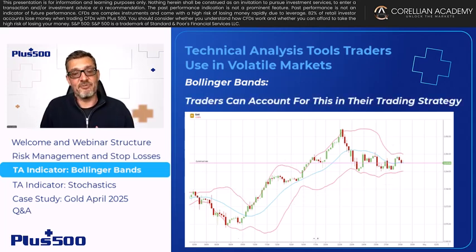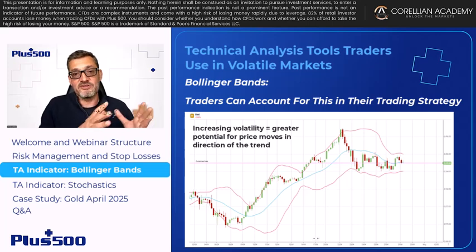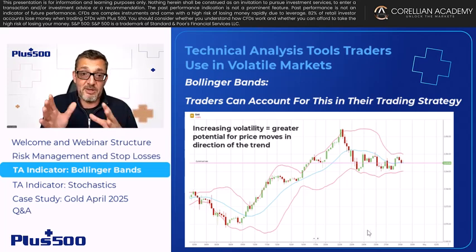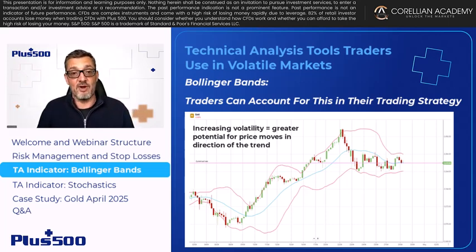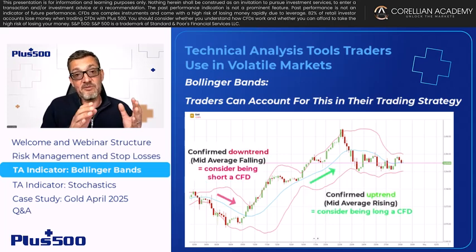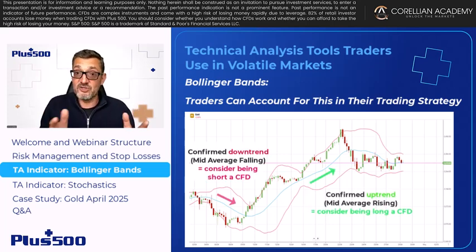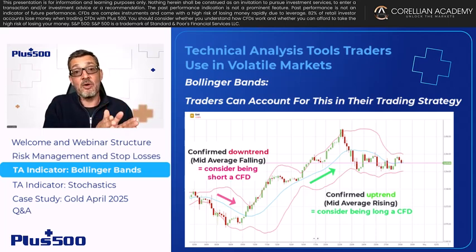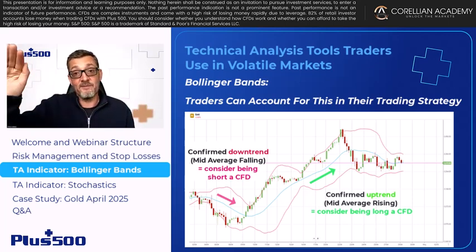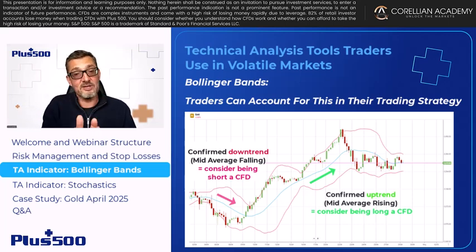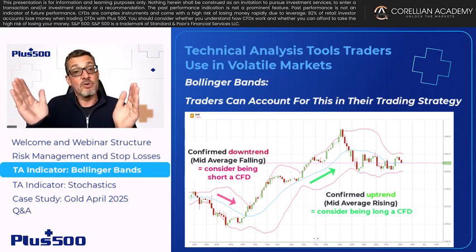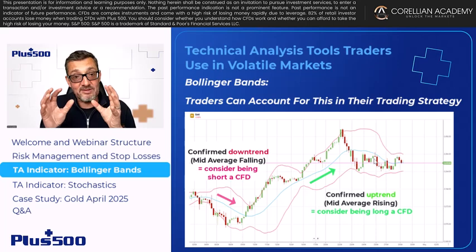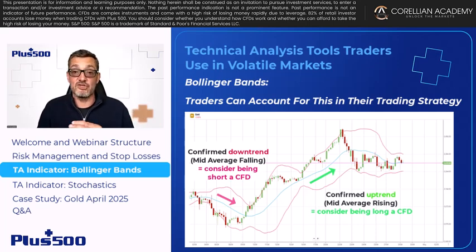Knowing this as traders, we can account for this in our trading strategies. We can look to take advantage of these periods of increasing volatility because this is when the potential is greater for price movement within the direction of the trend. When we have a confirmed uptrend or downtrend alongside increasing volatility, we can look to be long of a CFD in an uptrend or short the CFD in a downtrend and continue to hold that position until we have signs within Bollinger Bands of a consolidation signal, which is when the bands contract. It's at this point that we may want to consider reducing or even closing our live position and observe what happens next.